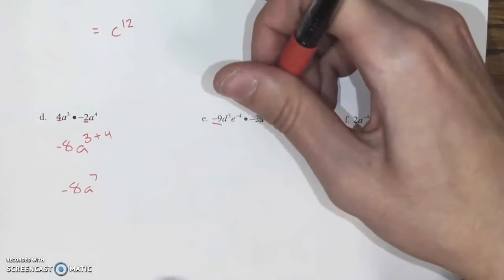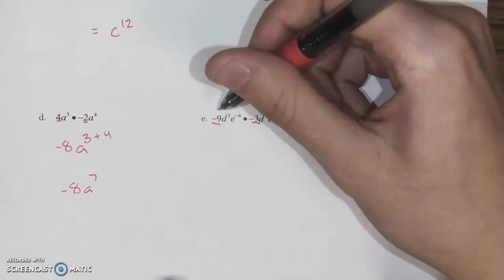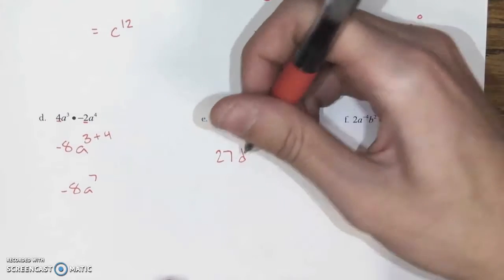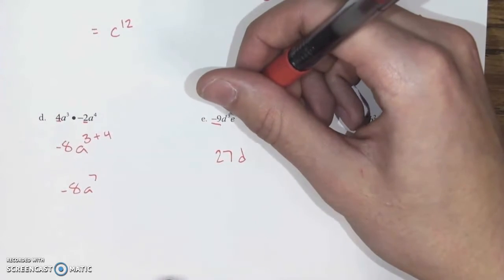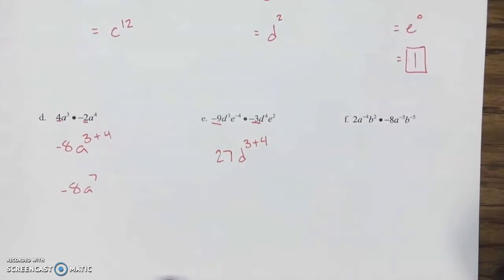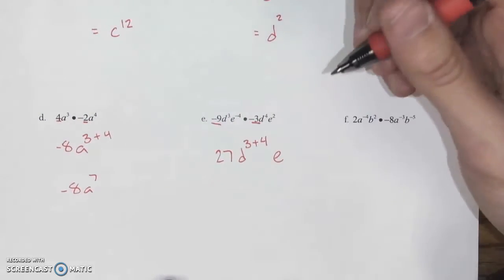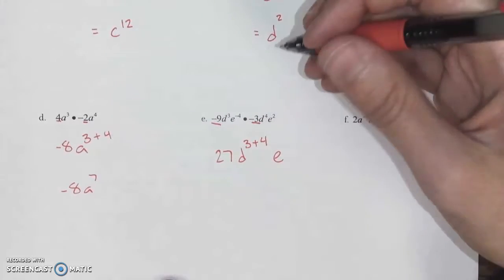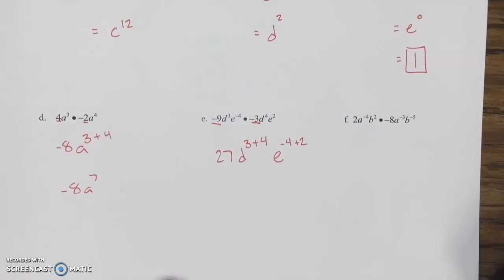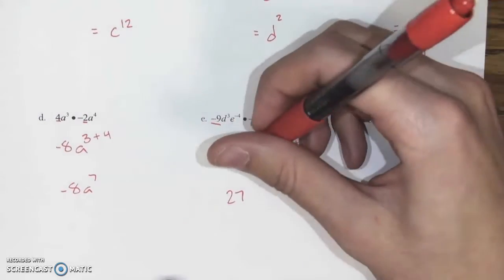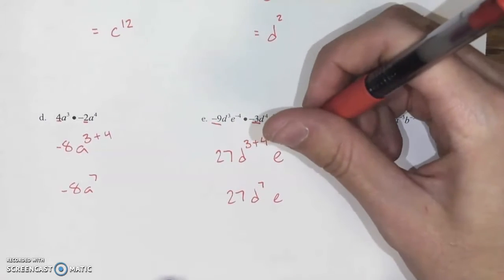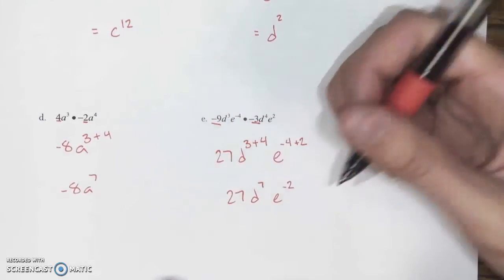Here, again, we multiply numbers with numbers, variables with variables. Negative 9 times negative 3 gives us a positive 27. Our d term, we have d to the positive 3 times d to the positive 4. So we can write that as d to the 3 plus 4. And then our e term, we have e to the negative 4 times e to the 2. So we have e to the negative 4 plus positive 2. We have 27. D to the 3 plus 4 is d to the 7. And e to the negative 4 plus 2 is negative 2.